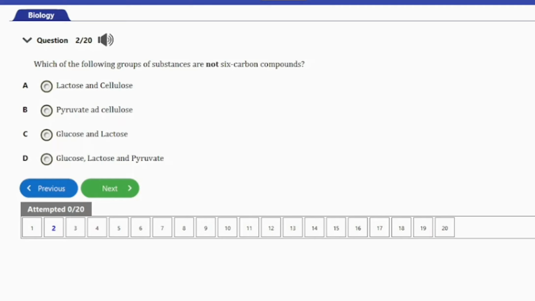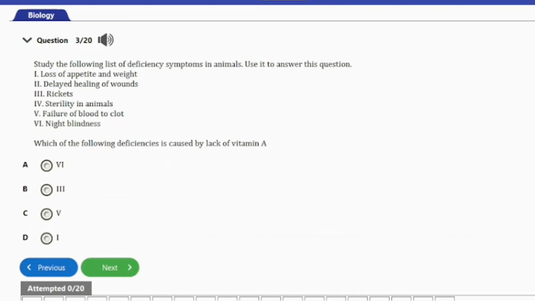So guys, for us to choose wisely here, we are going to choose option B, where we don't have any 6-carbon compound, and that's pyruvate and cellulose. Cellulose is a polymer of some 6-carbon compounds. Pyruvate is a 3-carbon compound. So none of them is specifically a 6-carbon compound, and as such, option B will be the answer to this question. So let's go ahead and consider the next question, guys. That's question number 3 here.